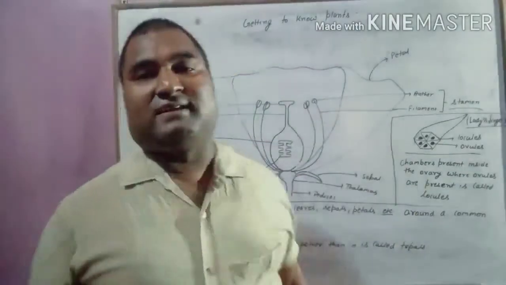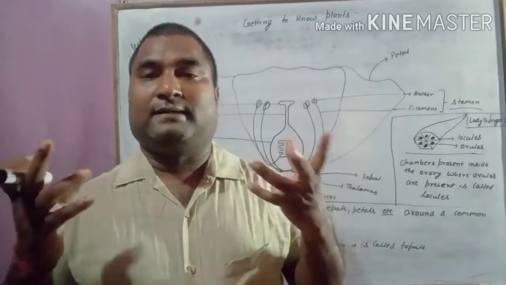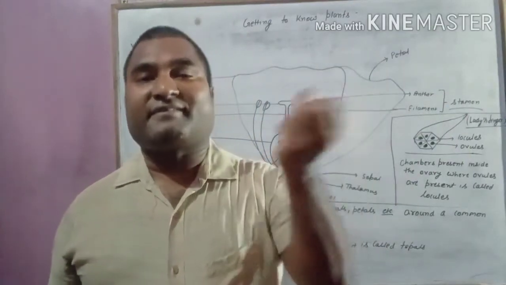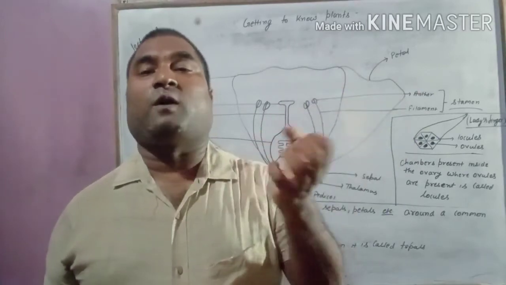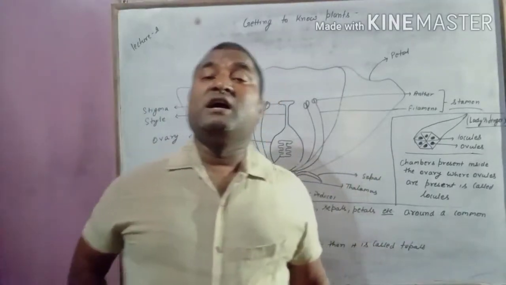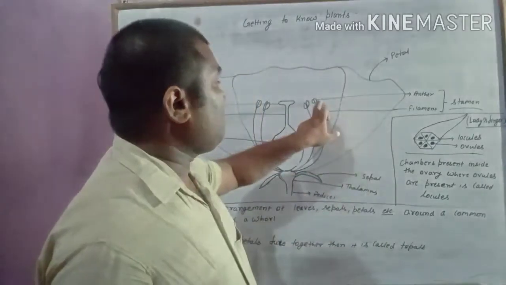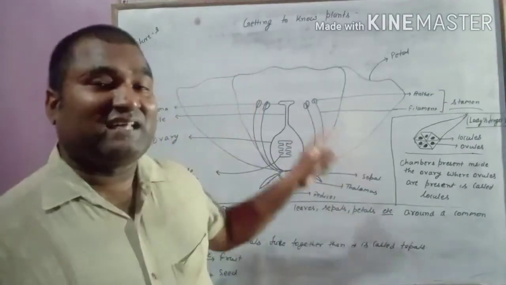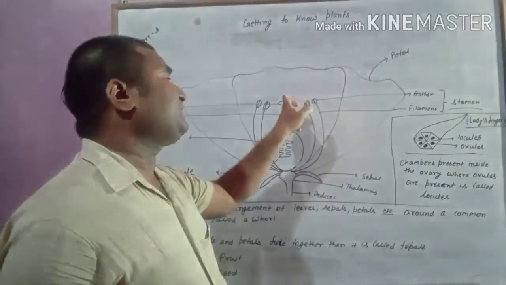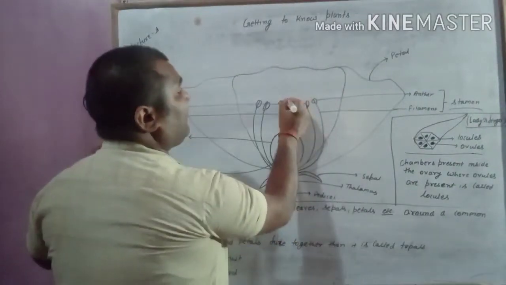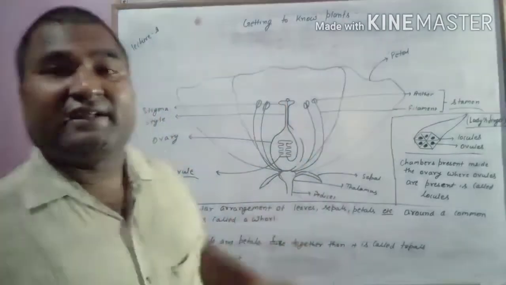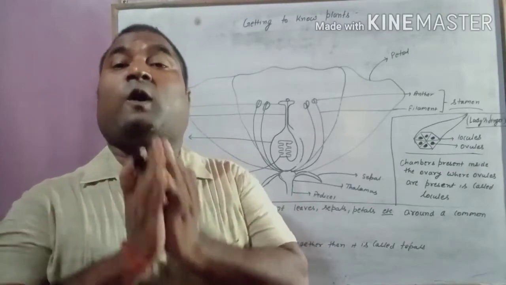It is the most prominent, jo dur se dikh jaye. It is brightly colored. Why is it brightly colored? It is brightly colored to attract insects or birds, so that pollination can take place. What is pollination? That is the transfer of pollen grain from anther to stigma. This is the main process for reproduction. When pollen grain from anther reaches the stigma, this pollen grain enters inside through the stigma and style, and fertilization takes place, and this is called reproduction.